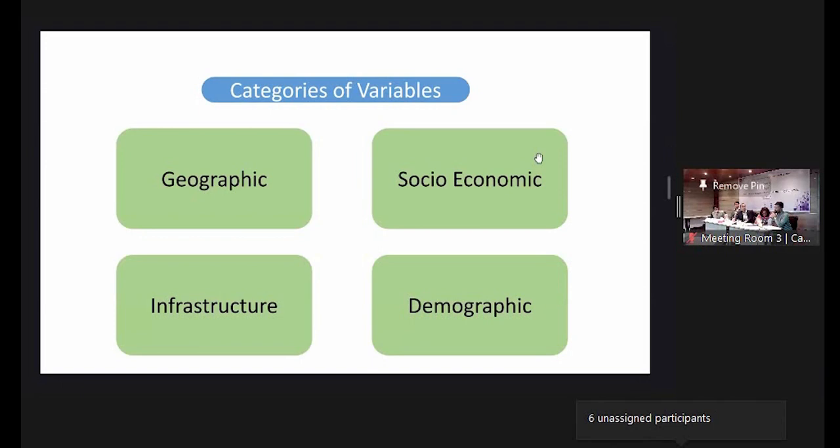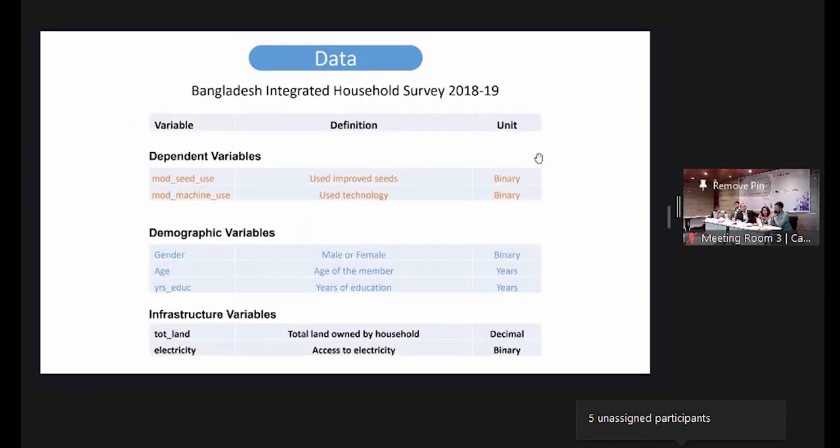We have categorized our variables into four different dimensions: geographic, socioeconomic, infrastructure, and demographic variables. We have taken data from the Bangladesh Integrated Household Survey, 2018 and 19, so it is a cross-sectional study. This is a nationally representative survey, which has more than 5,000 household data and more than 325 primary sampling units.